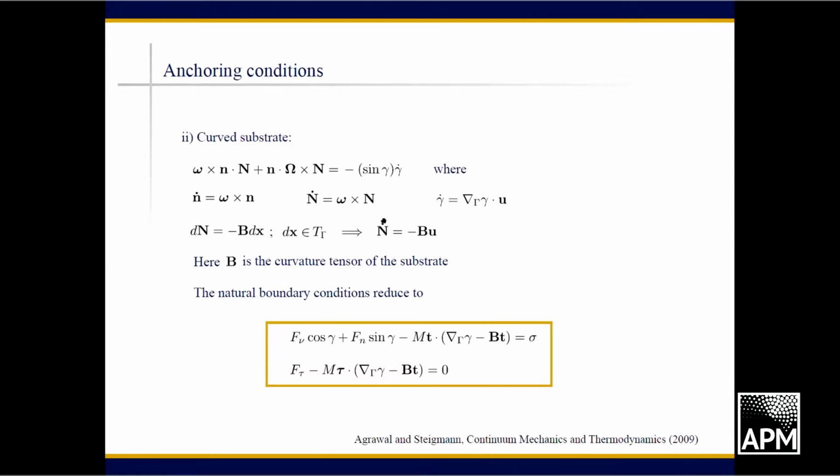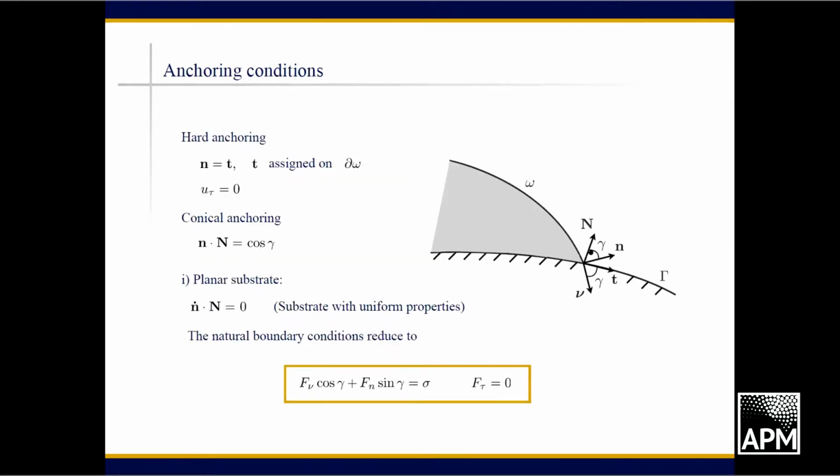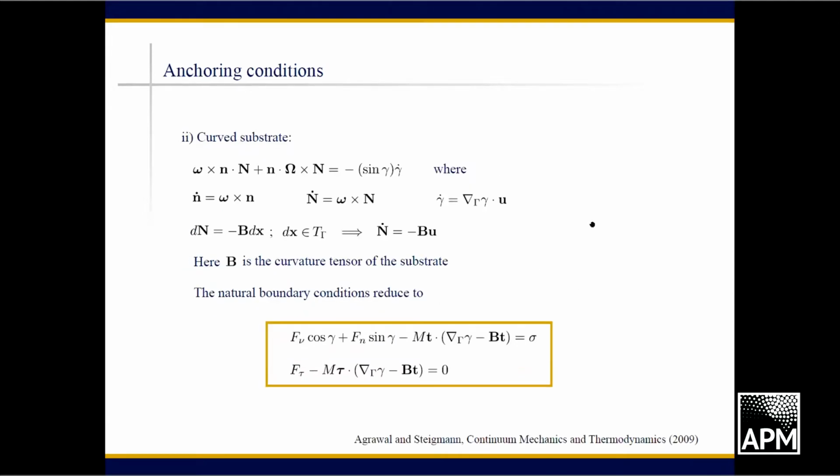With some analysis, then, we can extract the generalized Young-Laplace equation that allows for a variation in the so-called cone angle. So this angle allows the normal to the interface to form essentially a cone relative to the normal to the substrate. This is the reason for the name conical anchoring condition. And we have then a generalization of the classical Young-Laplace equation.